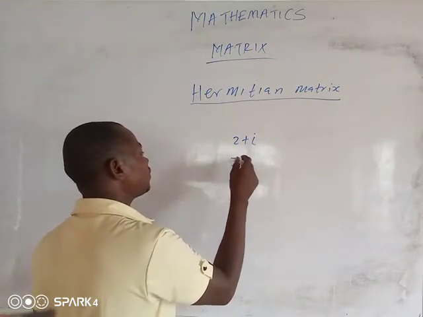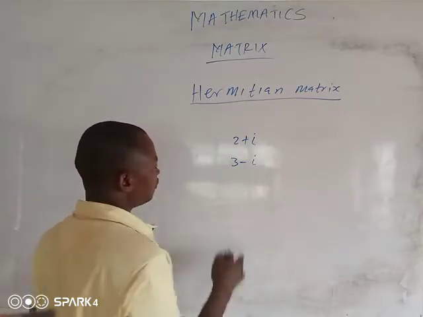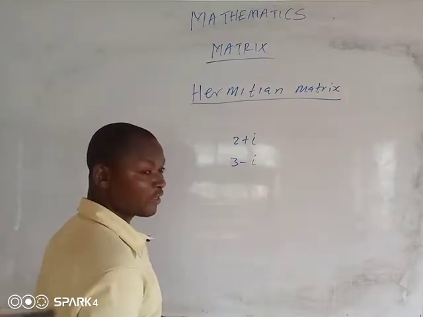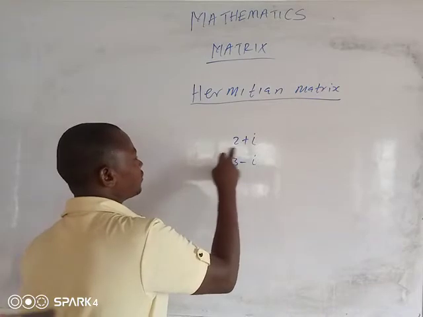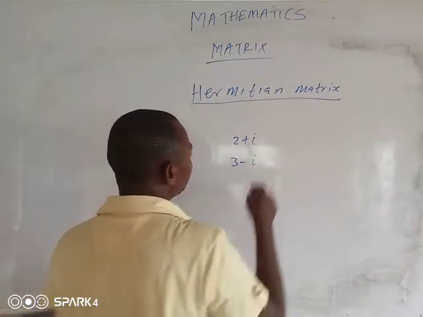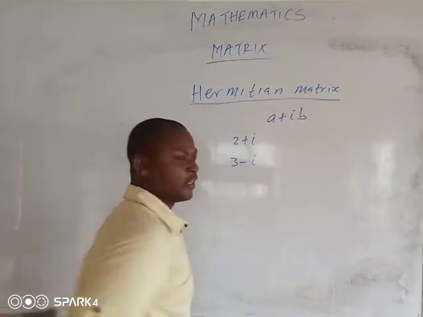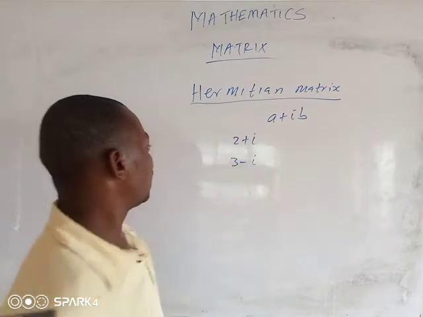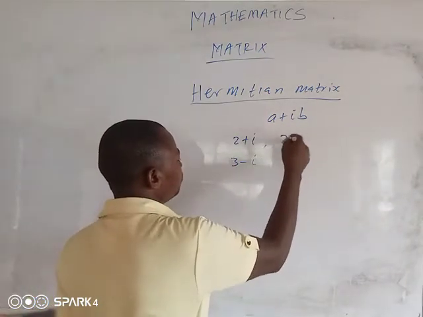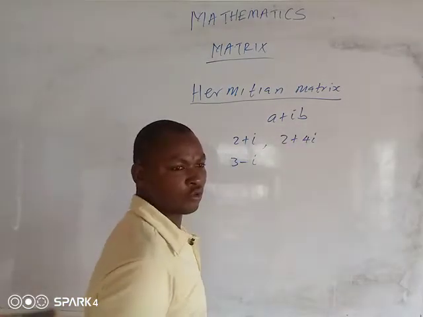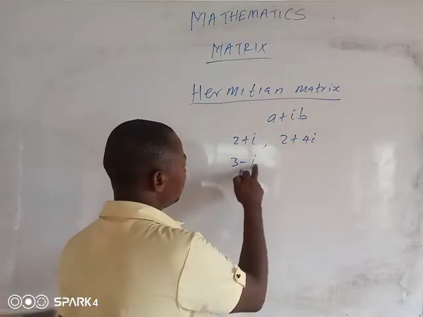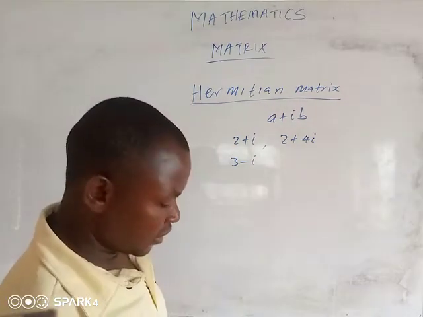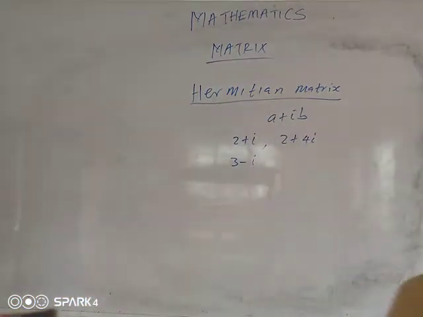How can I have 3 minus i? So this is a complex number. When you see something like this, then we are talking about a complex number. This is the real part, and this is the imaginary part. We usually use a plus ib to represent it. Sometimes it may not just be i. We can have 2 plus 4i. It's also a complex number. So the i may have a coefficient.